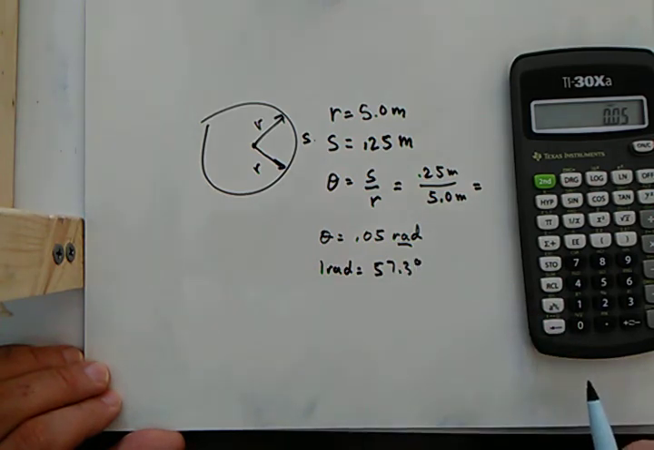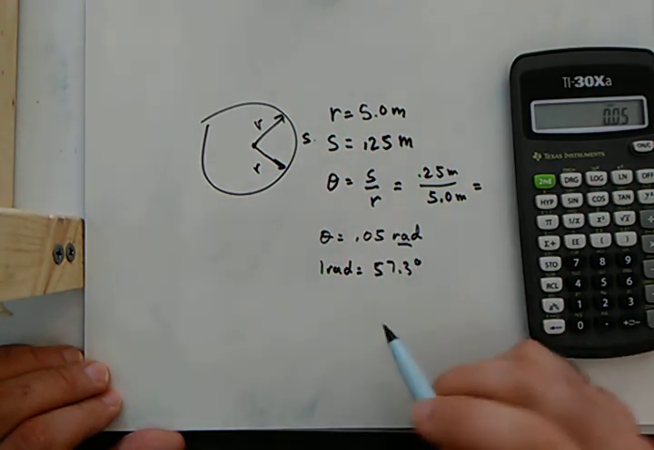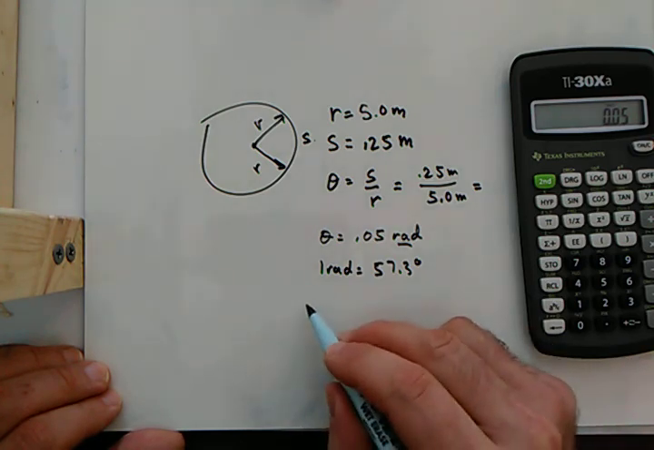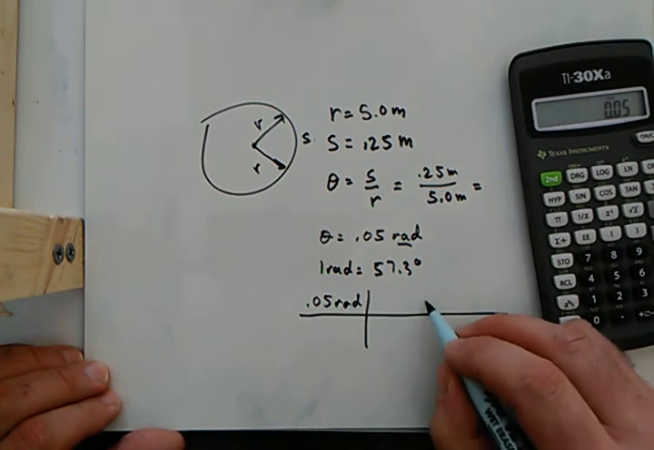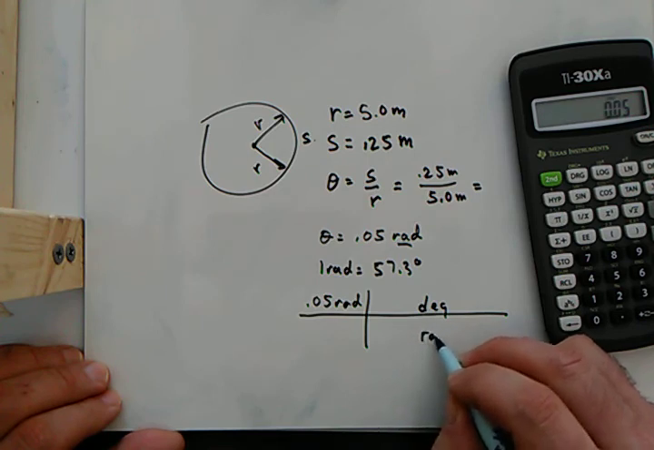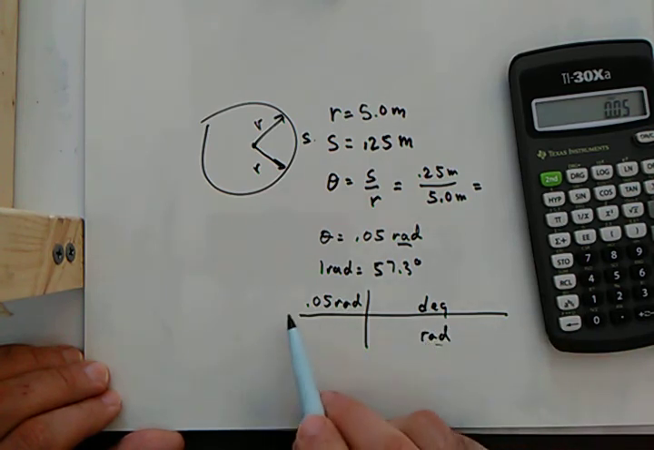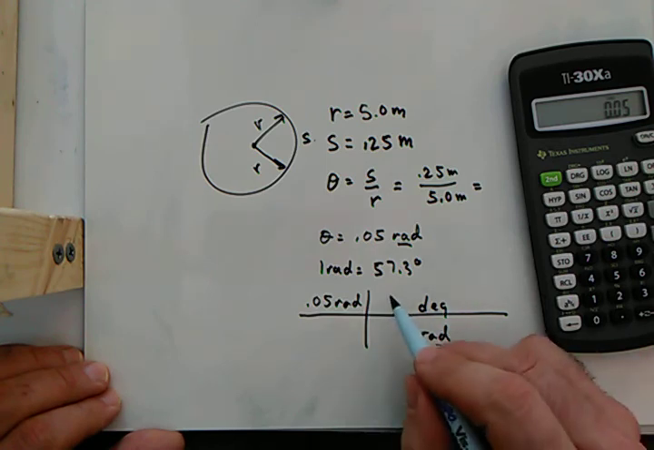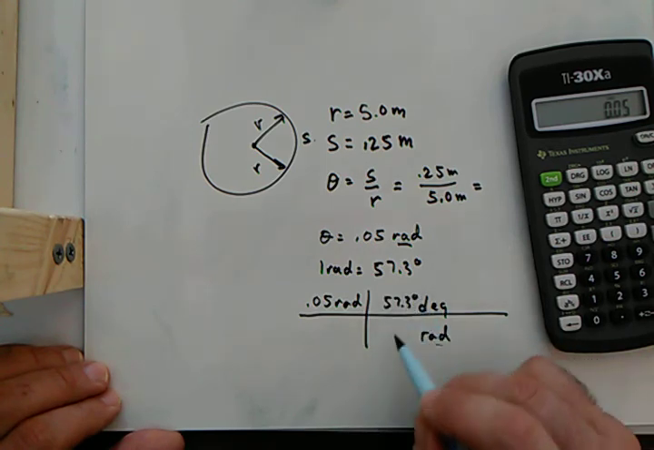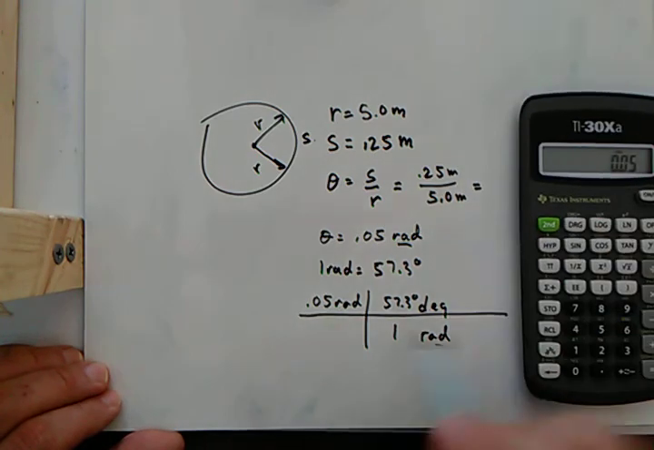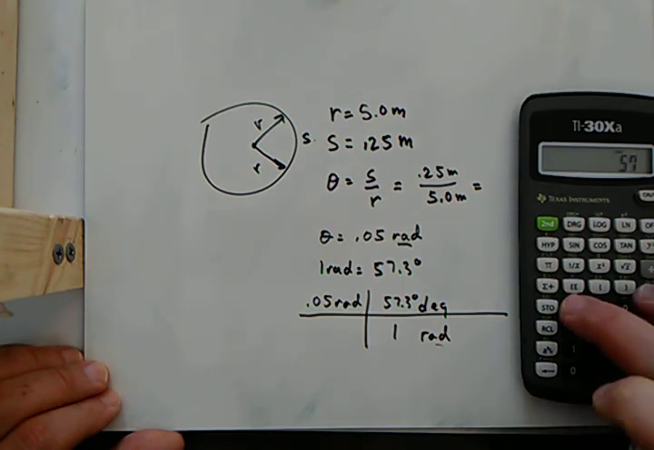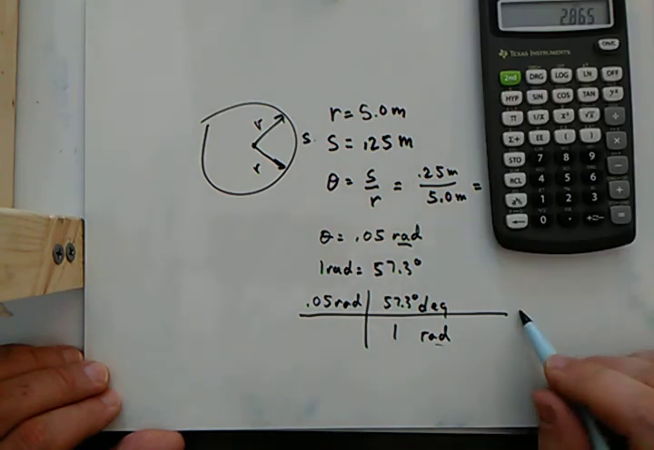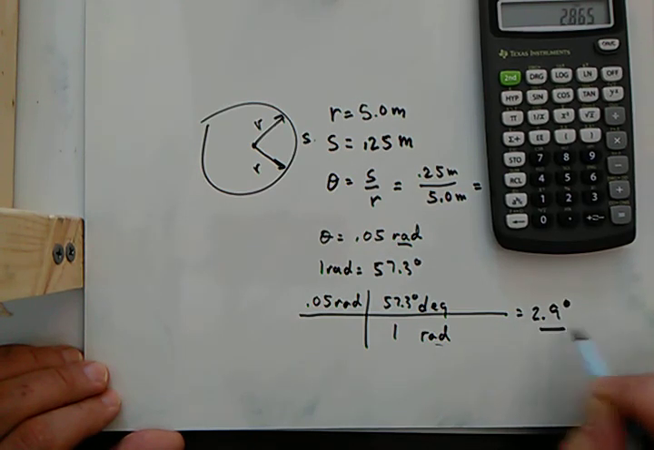57.3 degrees. So to go from radians to degrees, all we would have to do is take 0.05 radians. When I get to degrees, radians is going to be divided out. This is a division sign and this is a multiplication sign. We know that 57.3 degrees is 1 radian. So all I would do is take this and multiply it by this. So 0.05 times 57.3, and my answer would be 2.9 degrees. Okay, just to get it back to our familiar terms of degrees.